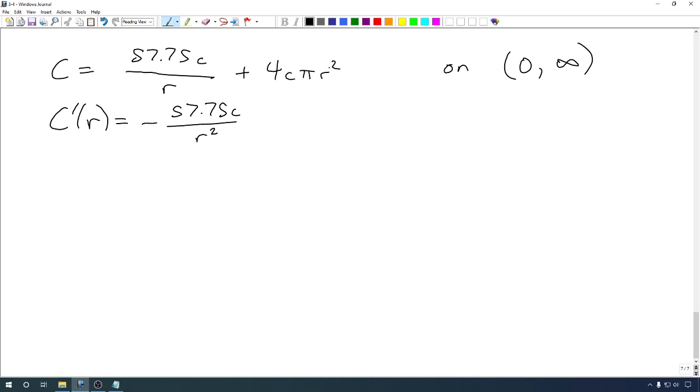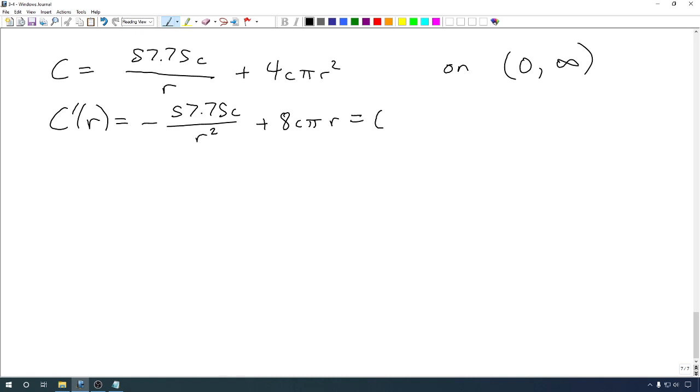Over here, this is a lot easier. We have 4c pi, but all that's a constant. We're differentiating r squared. We end up getting to pull out that 2, which will change the 4 to an 8. And we're just left with an r. So this is our derivative.